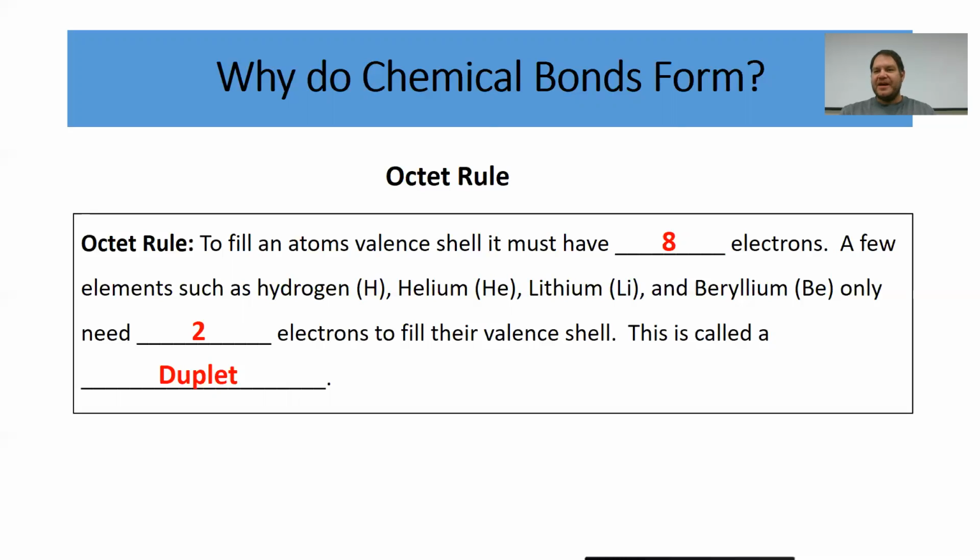Okay, so there you have it in a nutshell, why chemical bonds form. And that pretty much answers that question and finishes up this lesson. All right. So go back, study your notes, make sure you understand why chemical bonds form, understand the octet rule, the duplet rule, and understand that noble gases have already full valence electron shells, so they do not react like the other elements do.